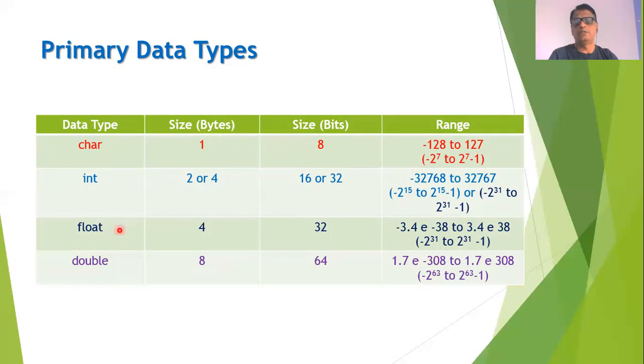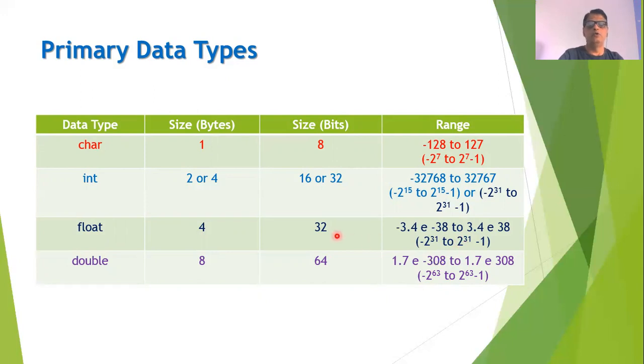For fractional numbers, there are 2 data types available in C language. The first is called the float. In case of float, you will find that the size reserved in memory is 4 bytes or 32 bits. And therefore, the range of these numbers is much higher, and it is from minus 2 raised to 31 to 2 raised to 31 minus 1.